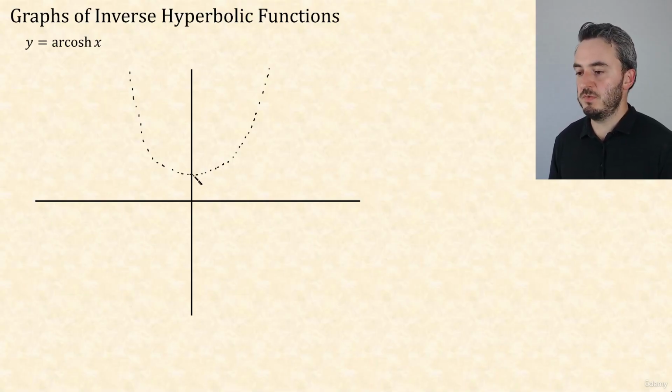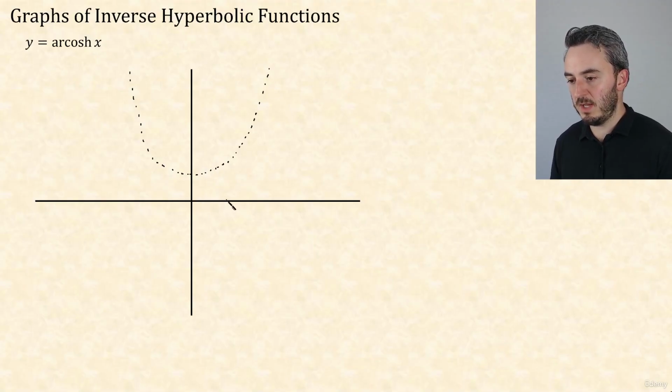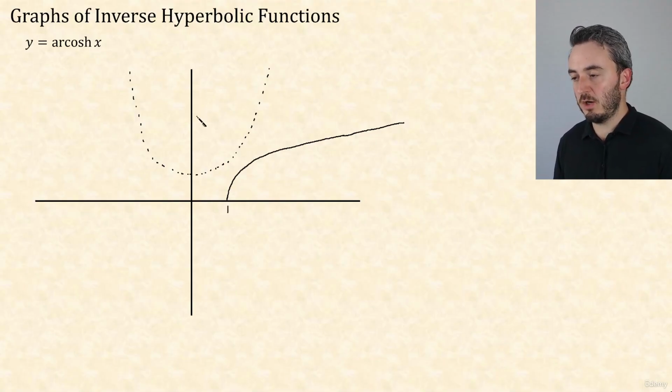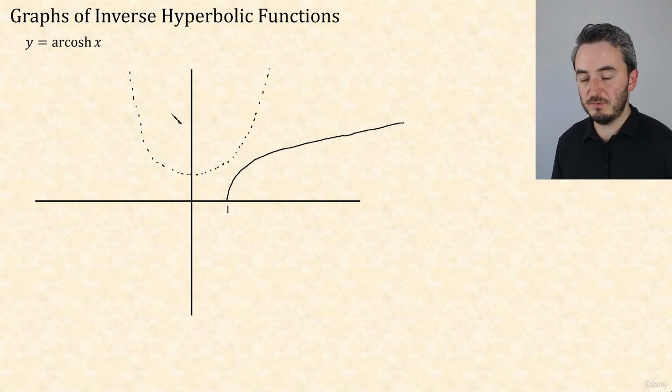So what we do is we just take the side with positive x values, we reflect it about the line y equals x, and we end up with something that looks like this. So this is our arcosh function. And just as the y-intercept there was 1, the x-intercept here is 1. And it just doesn't exist there. So our arcosh function only exists for x greater than or equal to 1. So there it is. There is arcosh x.